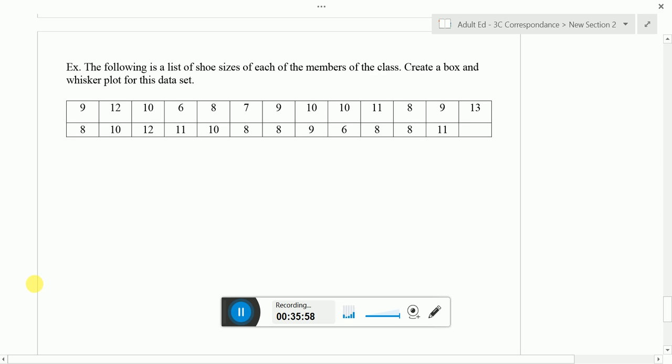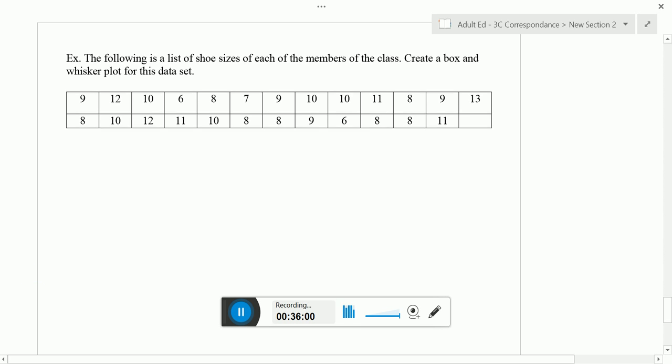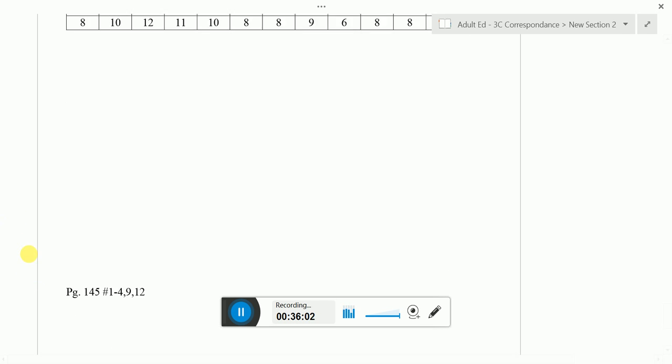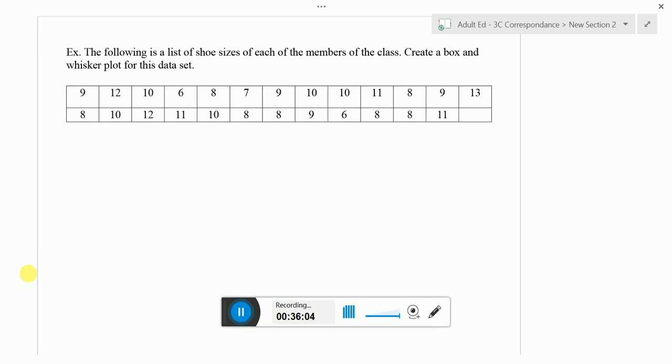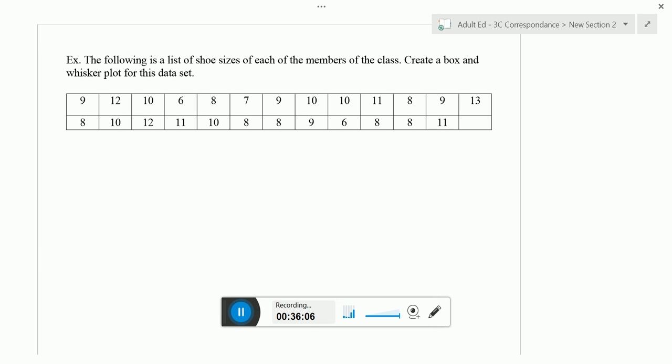We want to create a box and whisker plot for this data. In order to create a box and whisker plot, you need to know the highest number, so your max, your min, your Q1, your median, and your Q3. There are 5 points of data that you need to find.